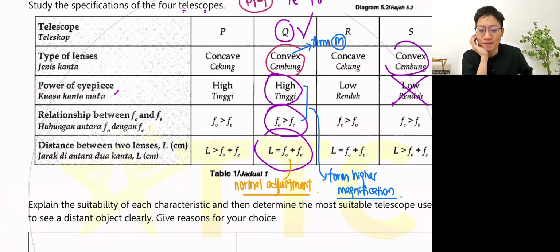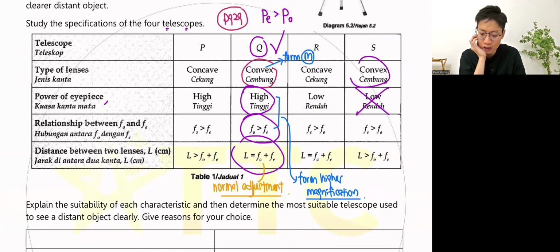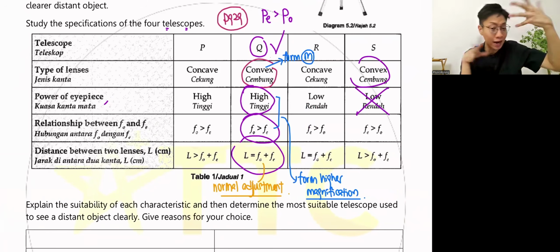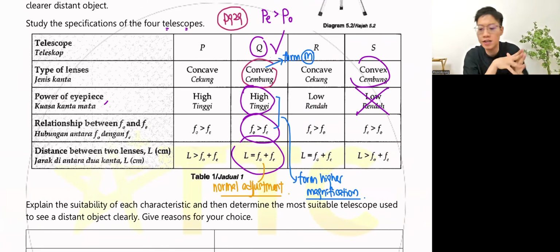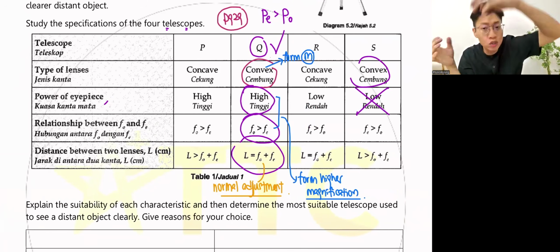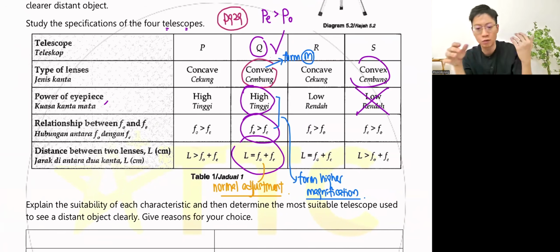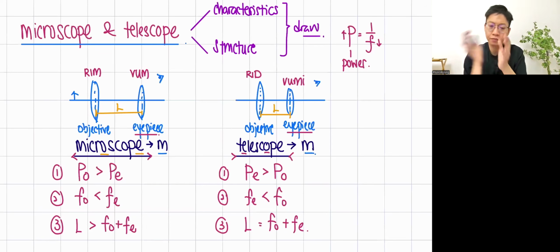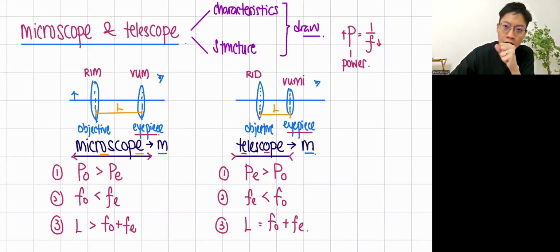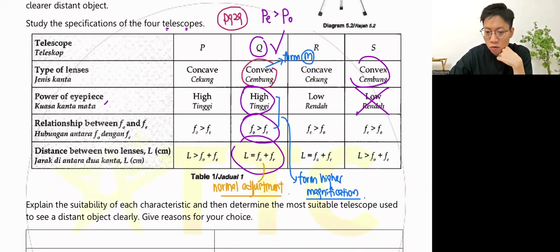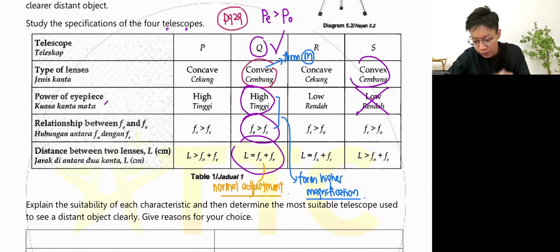Okay, so to form higher magnification, why high eyepiece power? High FO, FE, more magnification, convex lens to form a magnified image, and that will be the normal adjustment. So therefore that's it. Okay, can.